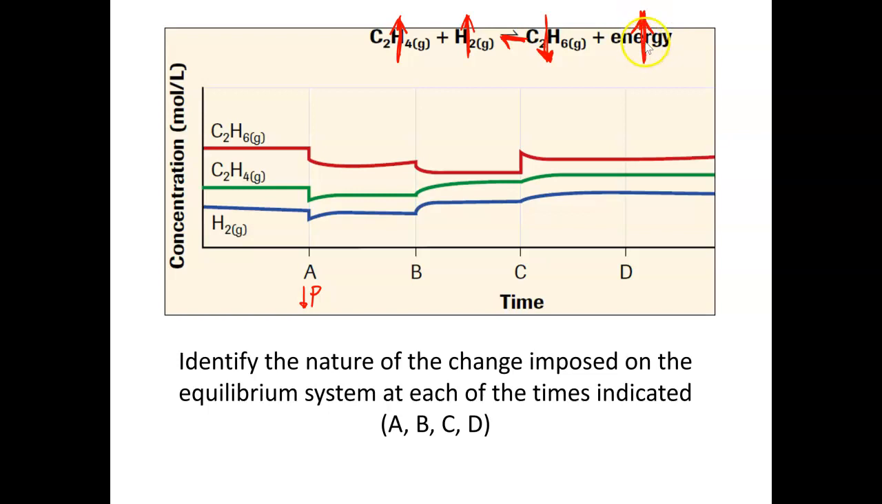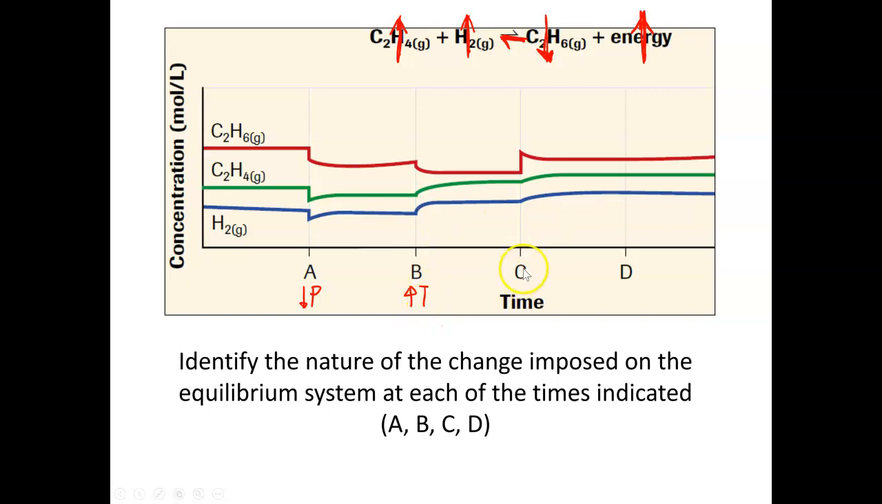In so doing, I provide the reverse direction with the advantage, because as you can see on the left-hand side, no additional energy is required to move forward, but additional energy is required to go in reverse. So if I provide it with that additional energy, it's a wasted advantage on this side, but it's a useful advantage on this side. And at that point, the C2H6 will decrease, while H2 and C2H4 will increase. So at point B, we have increased the temperature.